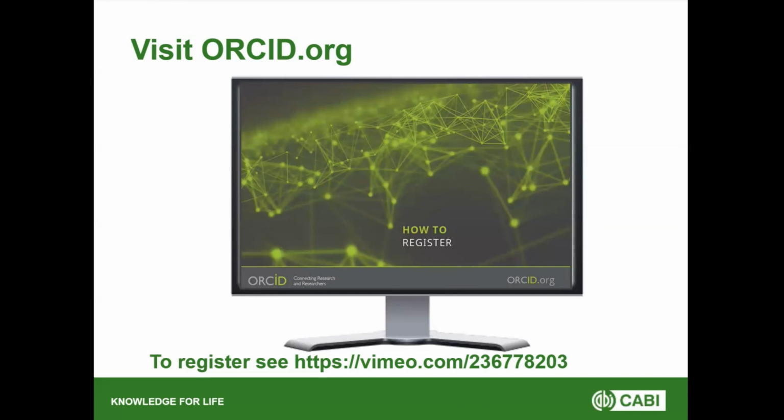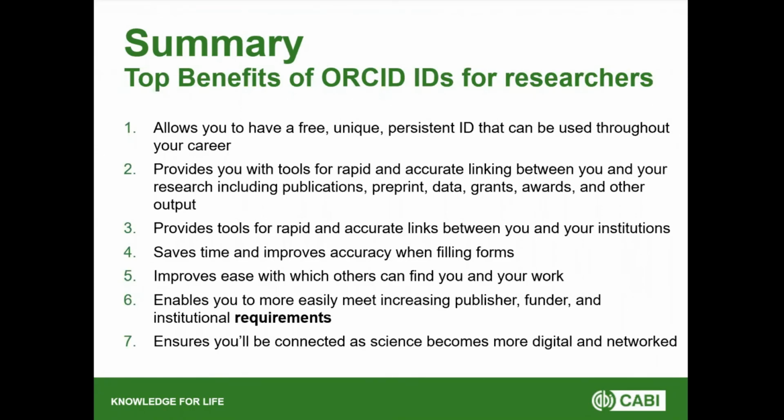So the short story summary of the top benefits of having an ORCID ID is that the ID allows you to have a free, unique, persistent identifier that will be used throughout your career. The system provides you with tools for rapid and accurate linking between you and your research output, including publications, preprints, data, grants, awards, and other things that you may produce over the course of your career.